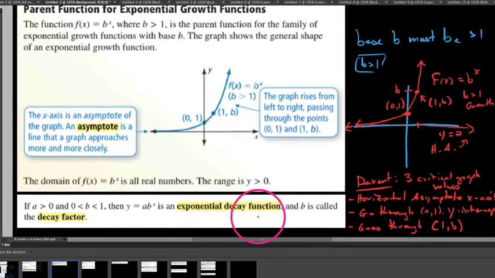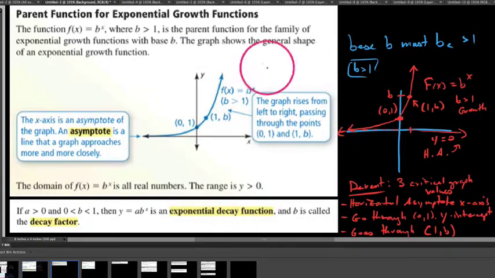What you need to know is that any graph that has a base bigger than 1 to the power of x has this basic growth function shape, and these are its 3 critical values that we use when we graph them. And you can always make a table to graph these.